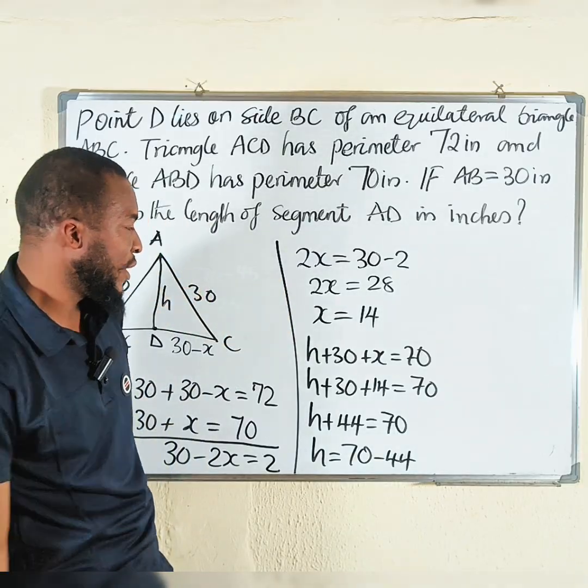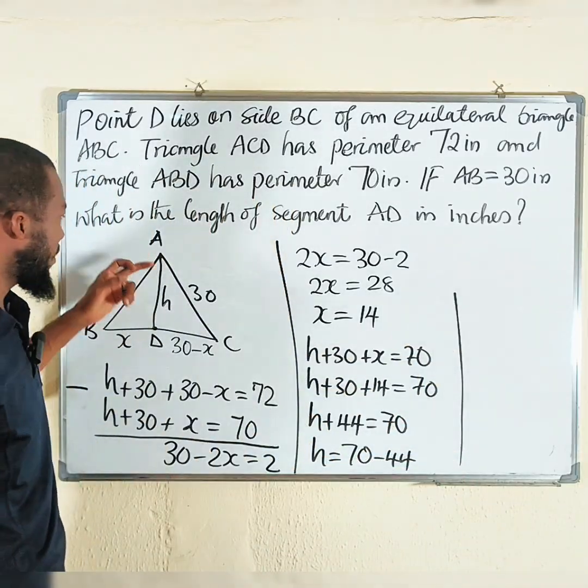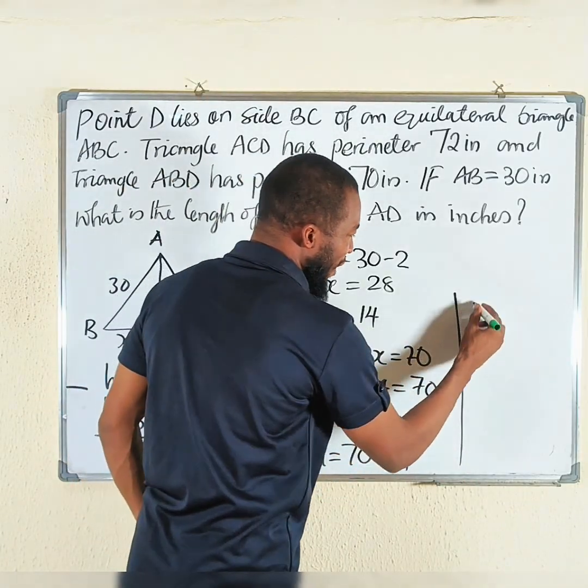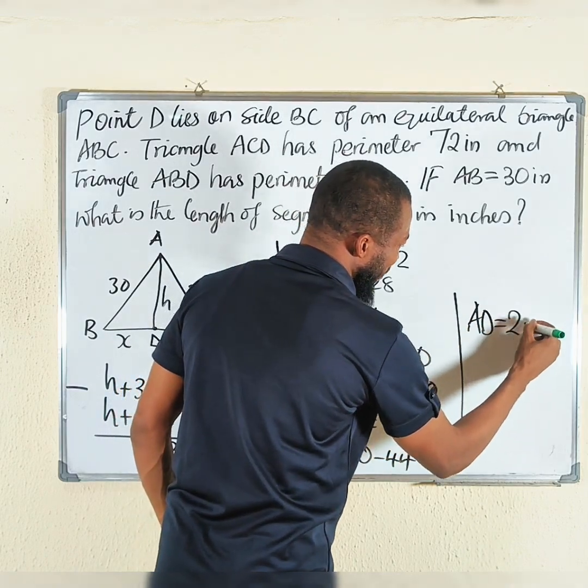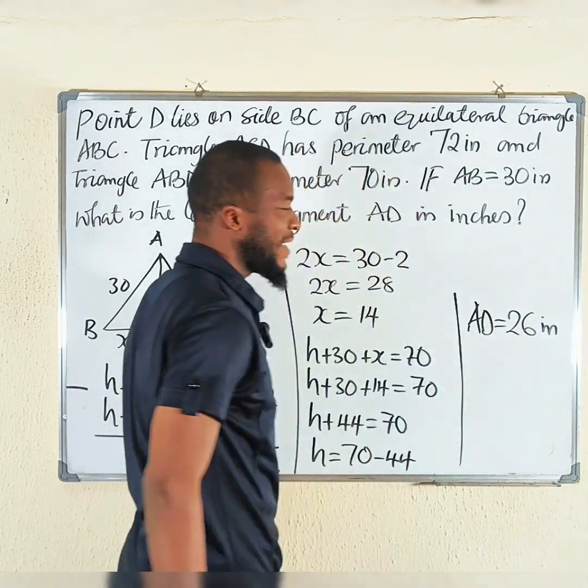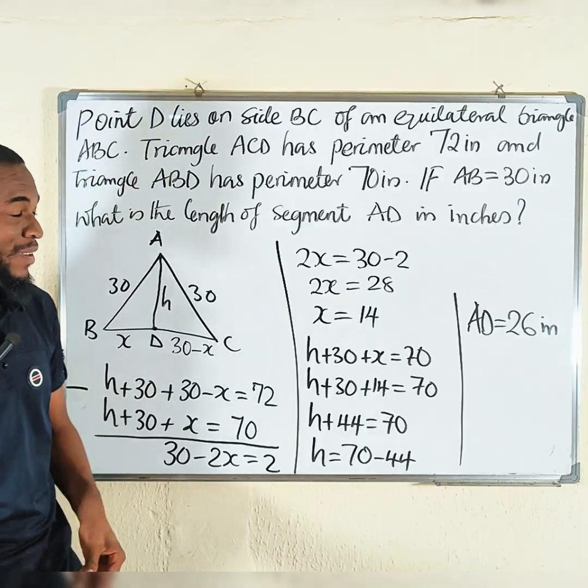which is going to give us 26. And we know that H is the segment AD. Therefore, AD is equal to 26 inches. Yes, exactly as what the contestant said.